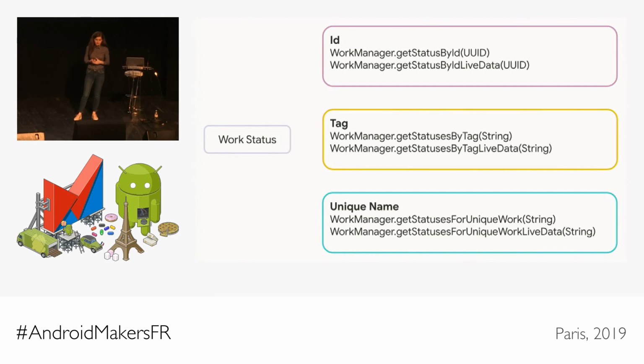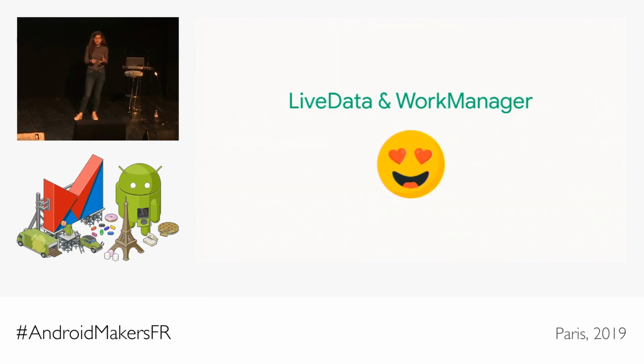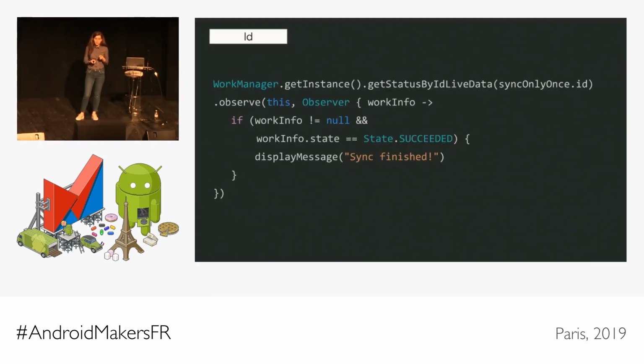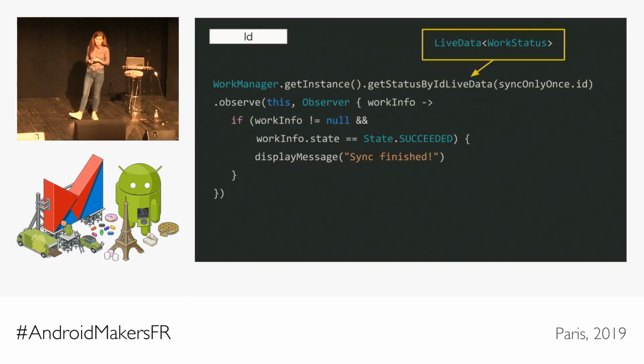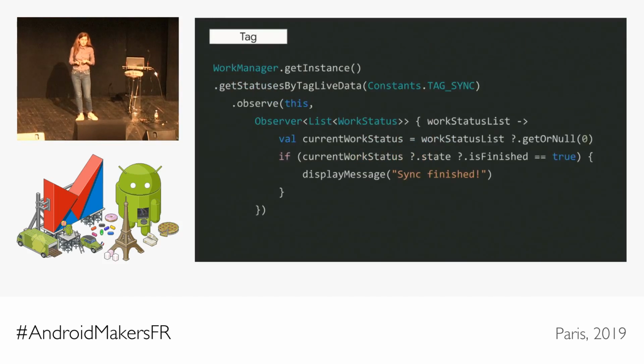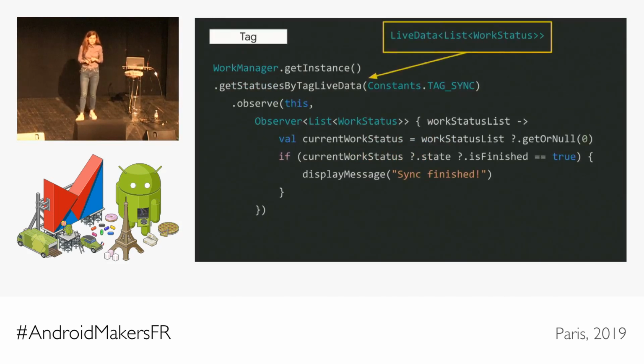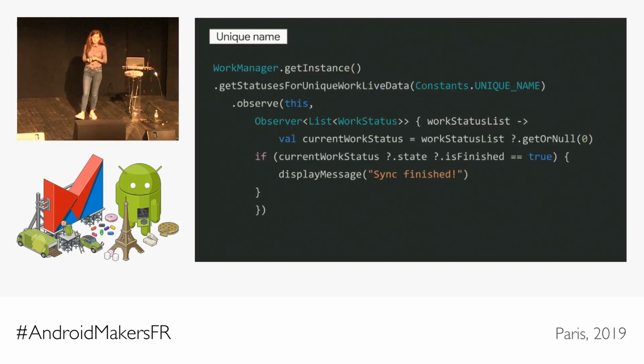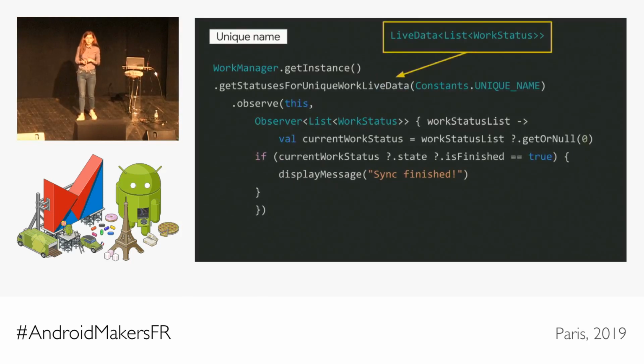So what we saw in the previous slide is that we are able to get the status of a work using the LiveData component. So we are able to observe the status of each task by using those methods. And for example, for the ID one, we get a LiveData of WorkInfo. And for tag and for unique name, we will get LiveData of a list of WorkInfo.